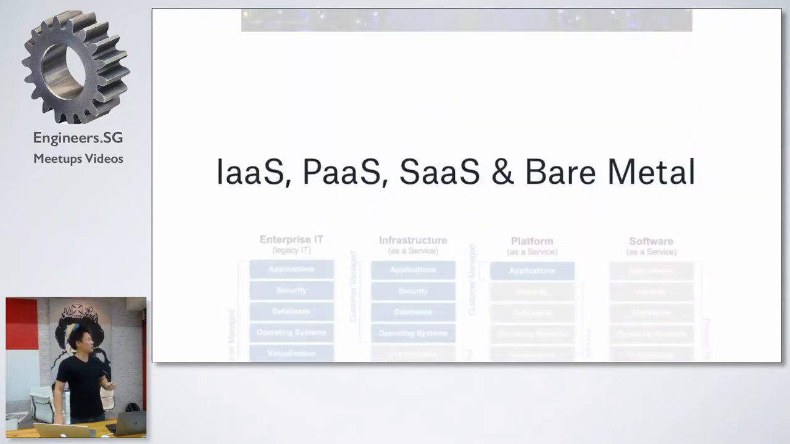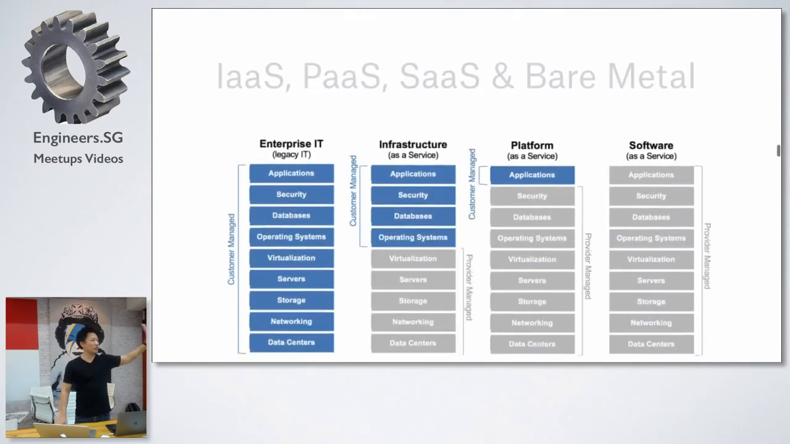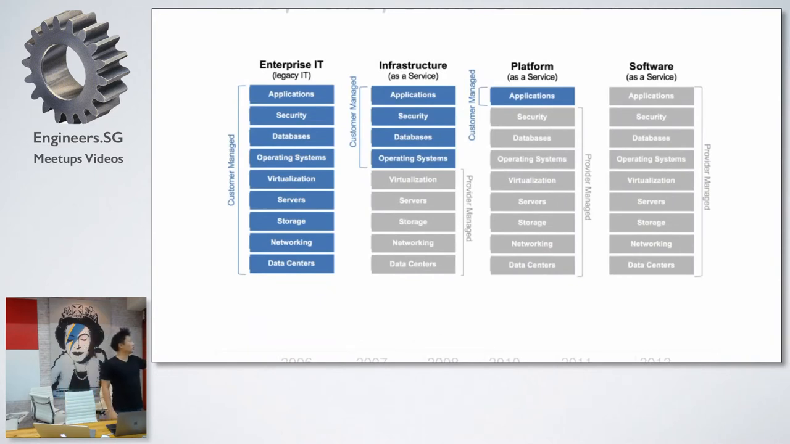So all these acronyms I threw at you, right? Infrastructure as a service, platform as a service, software as a service, and bare metal. So what's the difference? Bare metal is what you saw earlier, right? That rat's nest in the room is on the left. You manage everything. Infrastructure as a service is like AWS, where they do everything from data centers to virtualization. You don't have to know that virtualization is there, because they just give you a VM instance. And you can treat it as though you had a bare metal server. And everything on top you manage yourself.